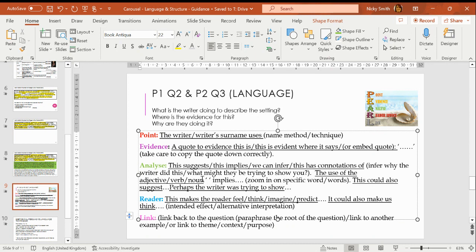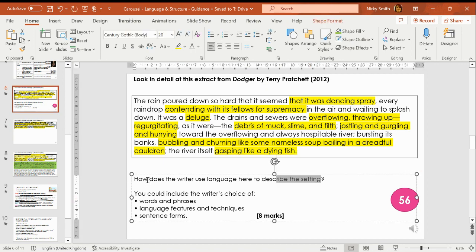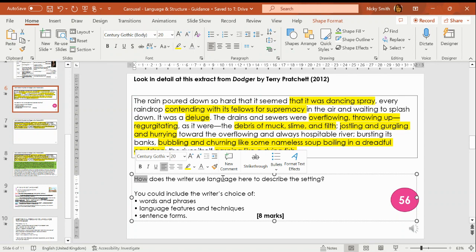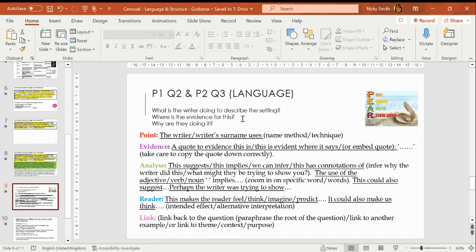And then if you find acronyms are restrictive or confusing, or you forget which one you're supposed to use, just use questions. Basically, the question itself is asking you how. How does the writer use language to describe the setting? So that is already telling you that they want you to say what kind of language is being used and how is it being used. So you could use a question or 3 questions to help you.